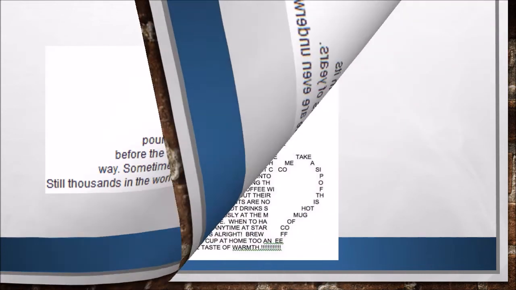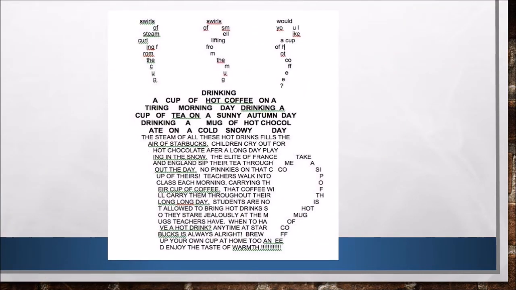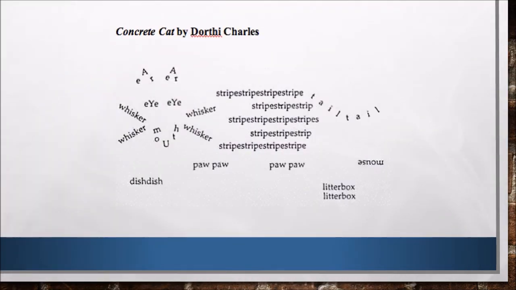Same with this poem about drinking a cup of coffee or cup of tea. So you can see up at the top where the steam is coming out, it says, swirls of steam curling from the cup, swirls of smell lifting from the mug. Would you like a cup of hot coffee? The rest of the poem describes things about drinking a cup of coffee or a cup of tea, especially on a cold day.